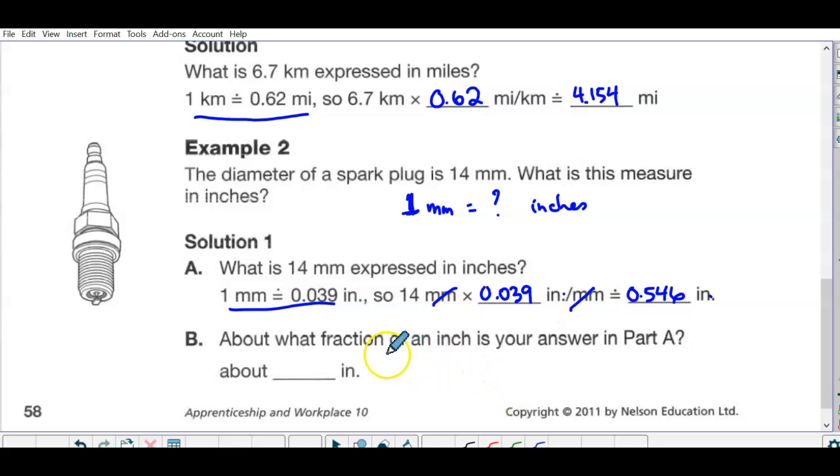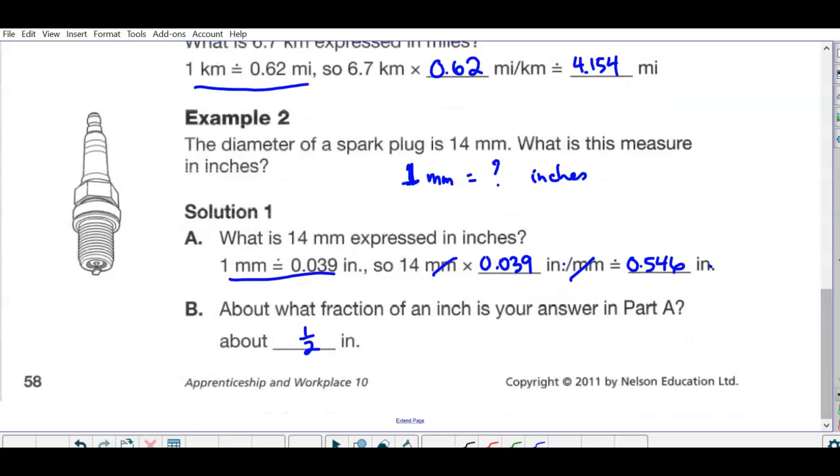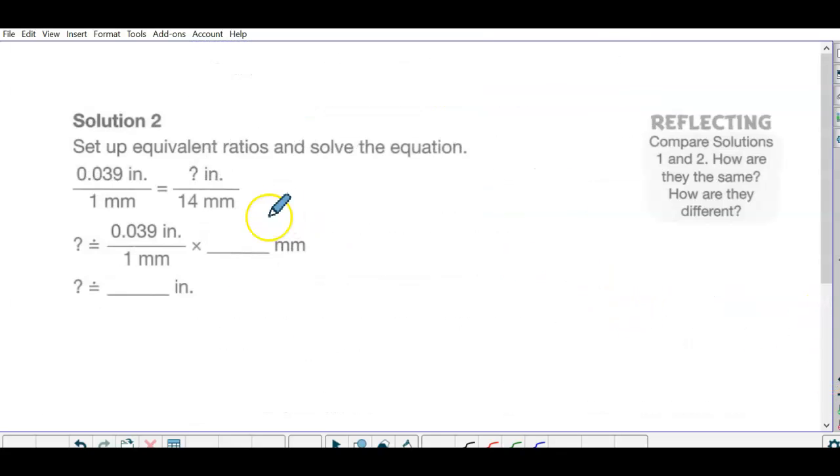So that's in inches. So about what fraction of an inch is your answer in part A? About half an inch, right? 0.5. So there's a solution 2. Again, often we don't use solution 2. It uses proportions. We're not going to bother with that.